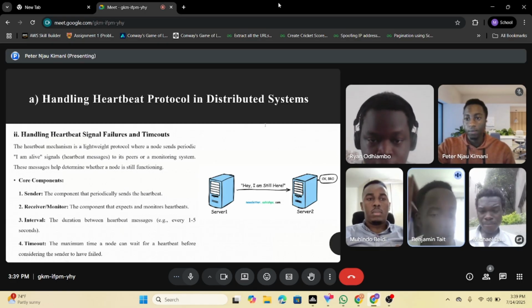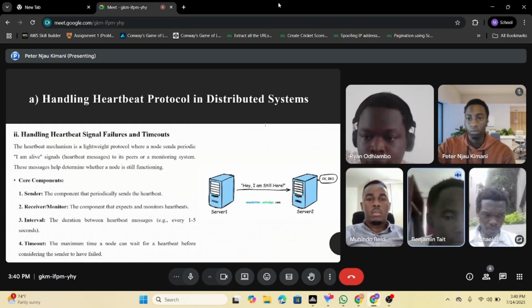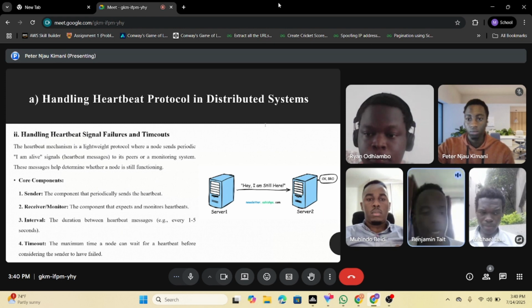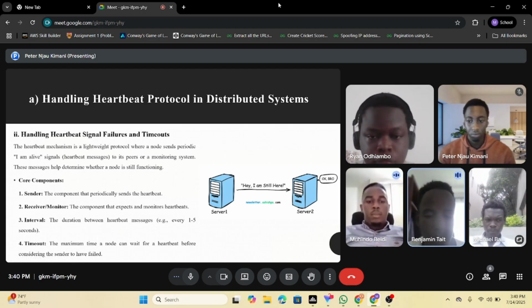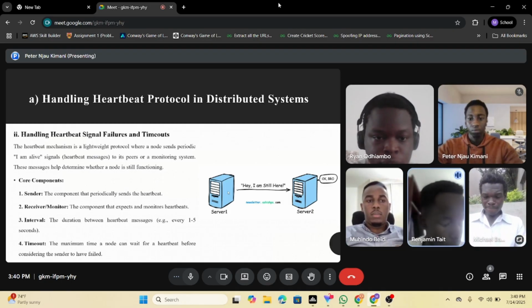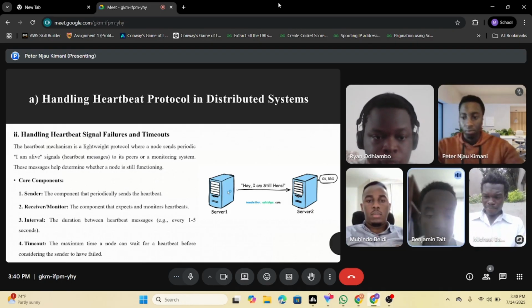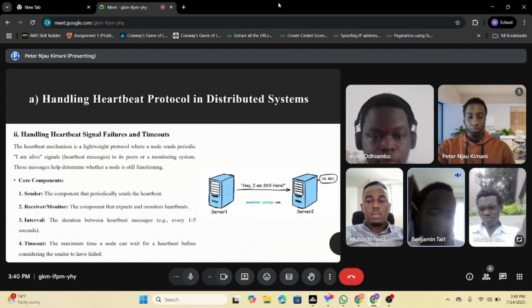So we have the core components. Core component number 1 is the sender. In this case, server 1 is the sender, which is sending the heartbeat message to server 2. We have the receiver, which is server 2, which is expecting and monitoring the heartbeats, those messages of "I am alive." Number 3 is the interval. The interval is the duration between the heartbeat messages, between every 1 to 5 seconds.